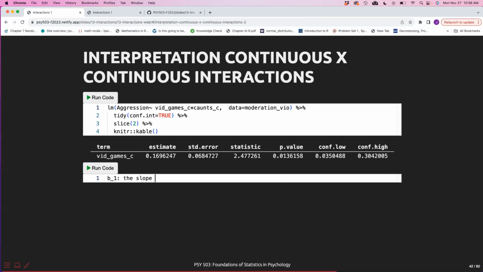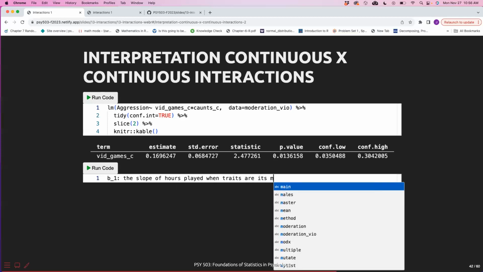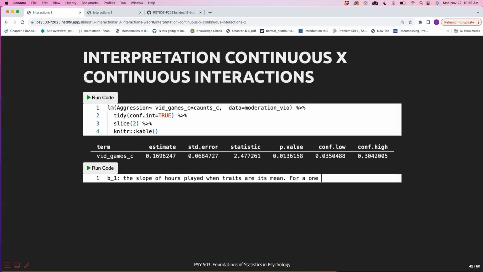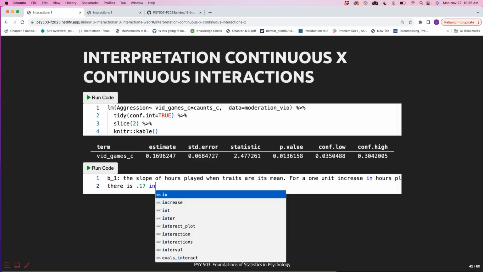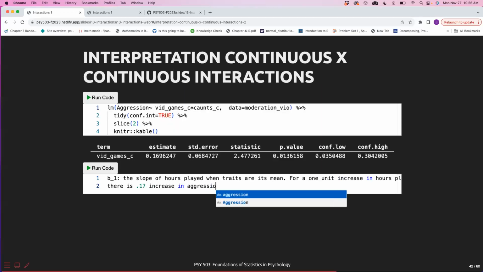It's the slope of hours played when the callous-unemotional traits are at their mean. Yep, correct. So it's just the slope of hours played when traits are at their mean, right? So for a 1 unit increase in hours played, there is a 0.17 increase in aggression scores.